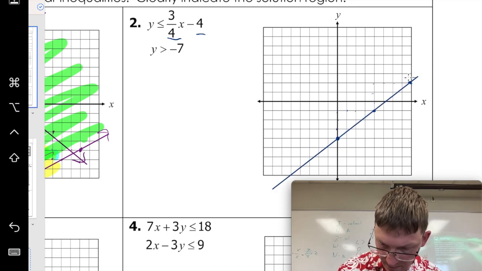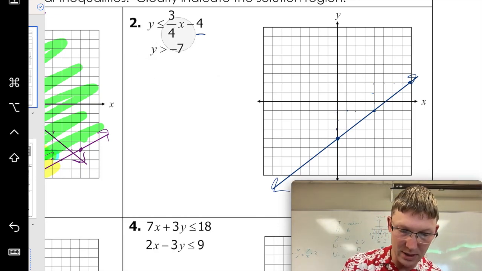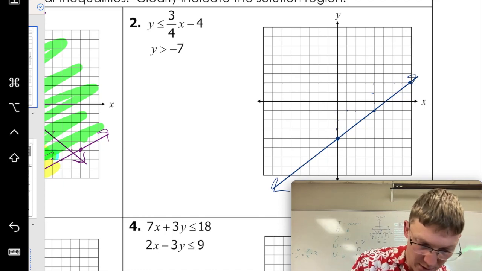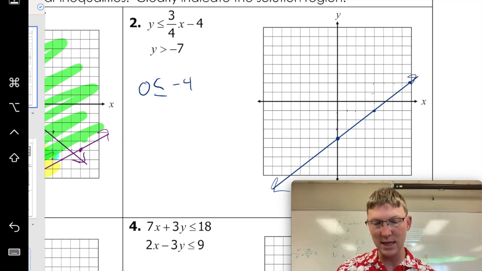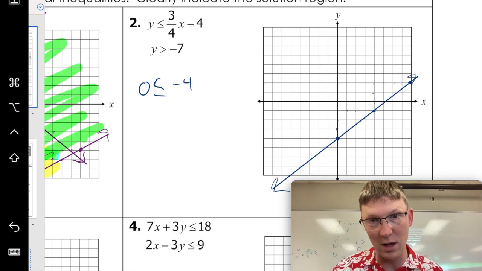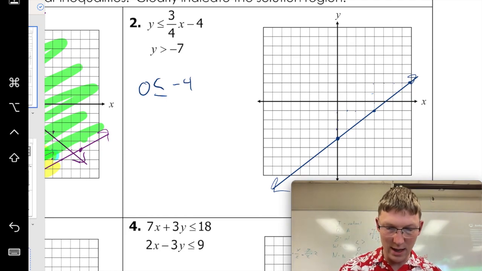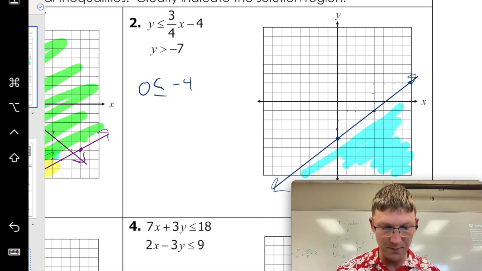So now we draw our line, add some arrows, and then to figure out which side to shade, again, I'm usually always going to stick with the origin, just because those zeros kind of cancel stuff out. So we've got 0 is less than or equal to -4. 0 is not less than -4. The way to think about that, I'd rather have 0 money than owe somebody money. So in that case, that is a false statement. So we're going the opposite direction this way.